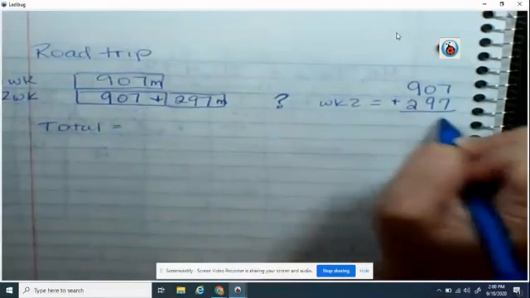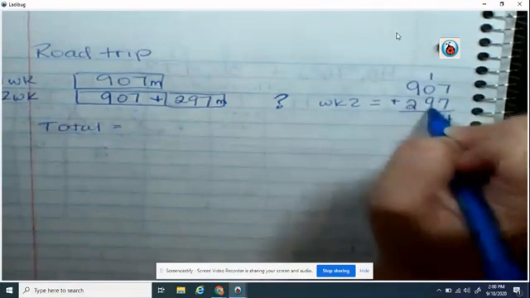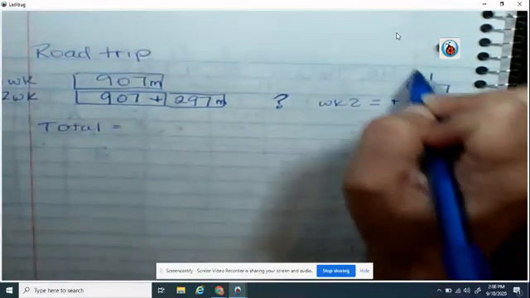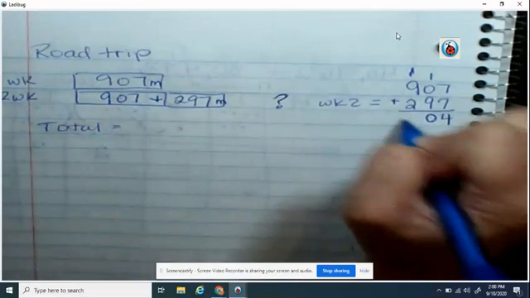7 plus 7 is 14. 1 plus 9 is 10. 9, 10, 11, 12.